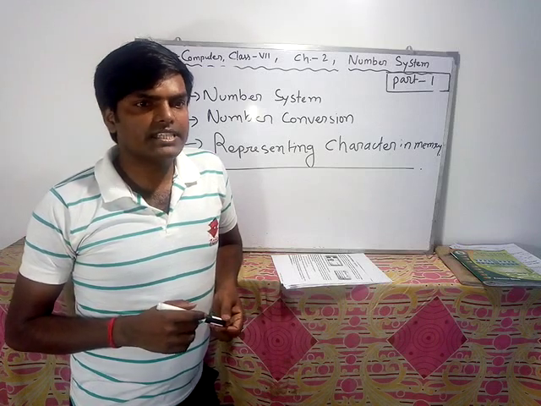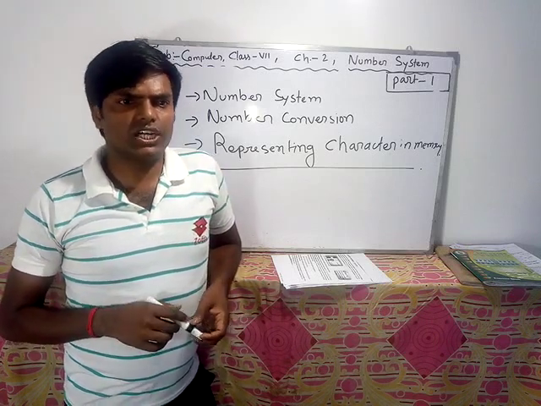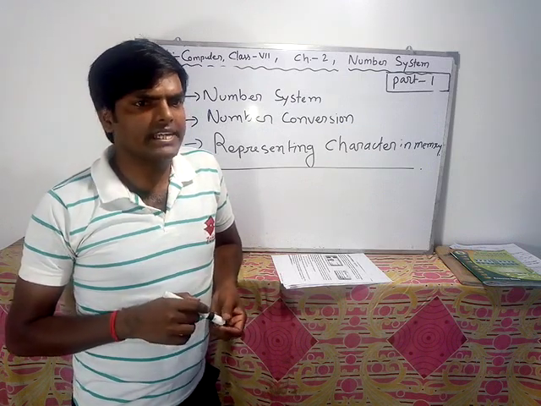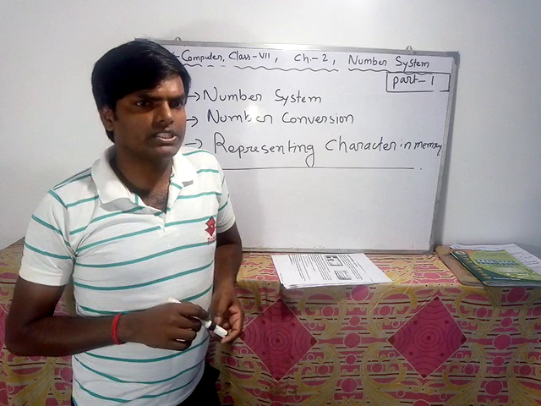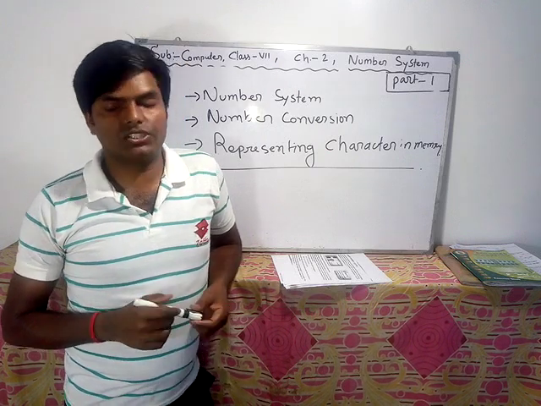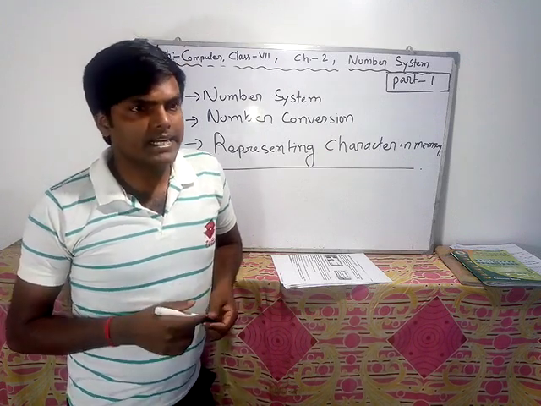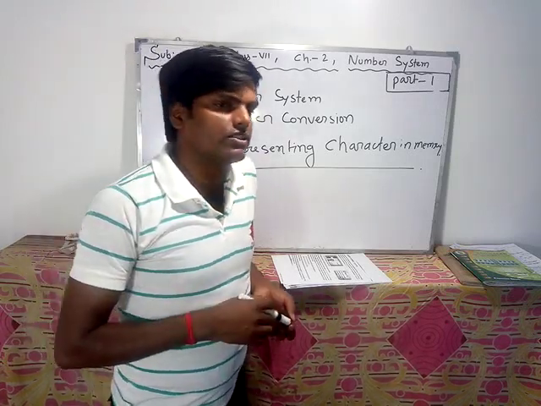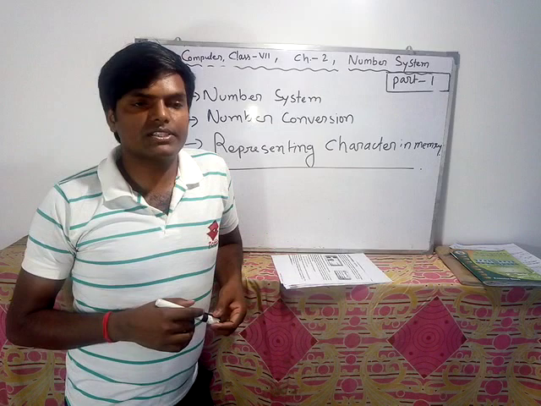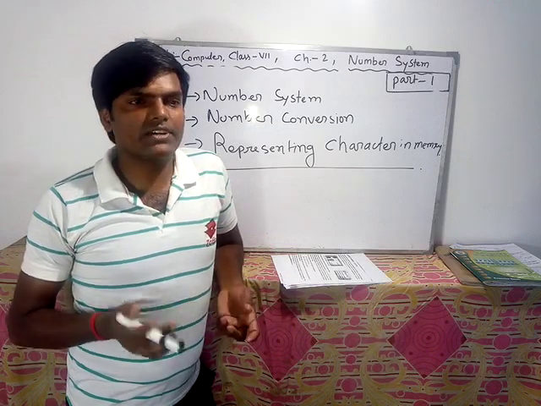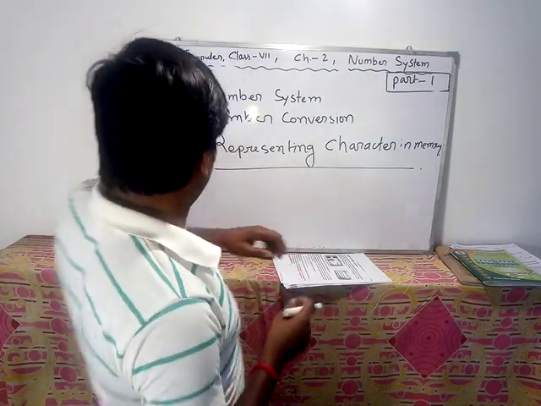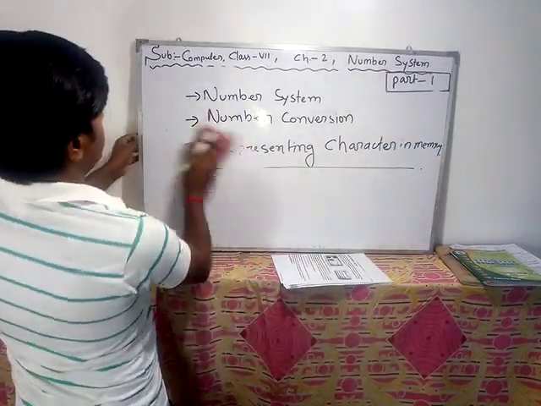Modern number systems are positional in nature. Each digit has a positional value. The most widely used positional number system is the decimal number system. Before that, we will first learn the types of number systems.